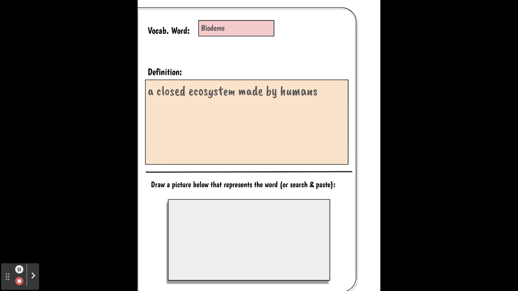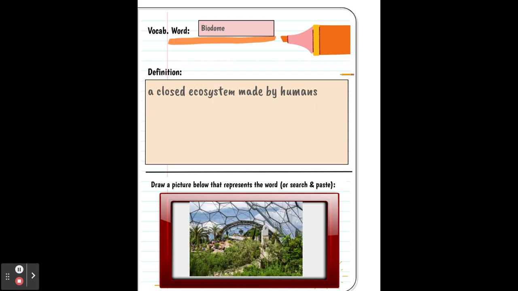Next one is biodome. A biodome is a closed ecosystem made by humans. So the biodome we learned about last week actually has 5 ecosystems inside of it. Each ecosystem has its own producers, primary consumers, secondary consumers, and some even have tertiary and beyond.